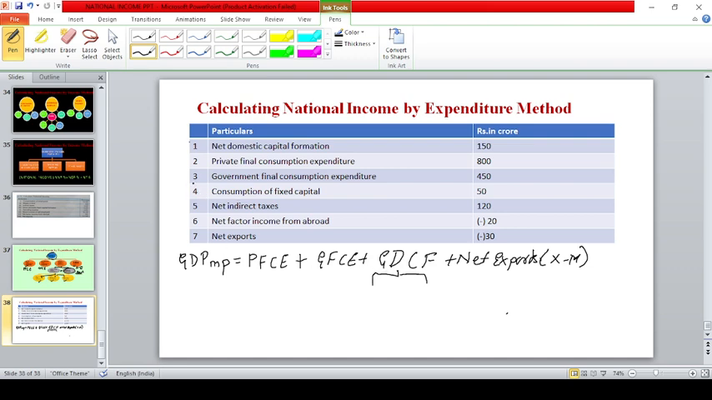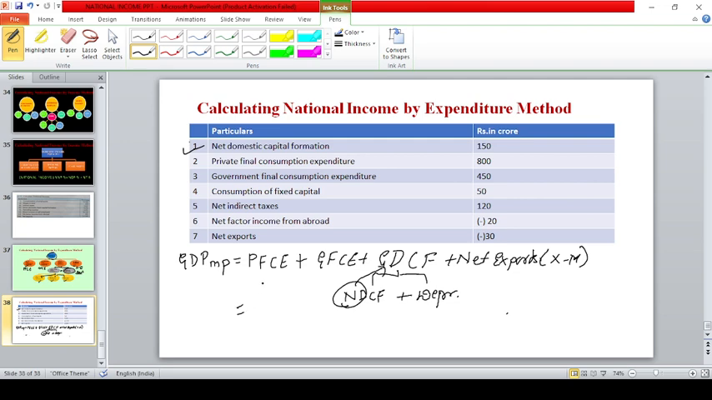Now what is given to us over here? Gross domestic capital formation is not given. Instead of gross, net domestic capital formation is given to us. So in order to calculate gross domestic from net domestic capital formation, we are going to add depreciation to net so that we can calculate gross domestic capital formation.